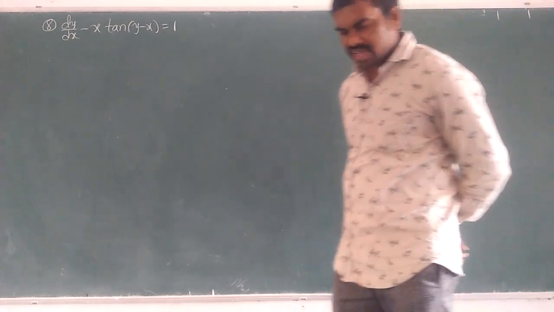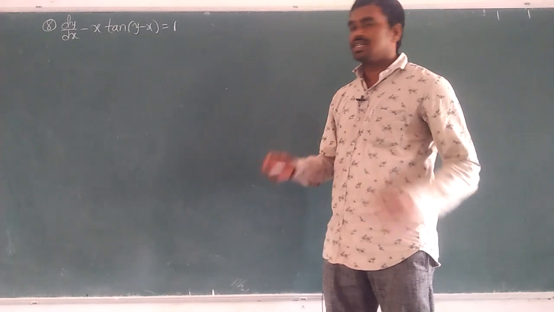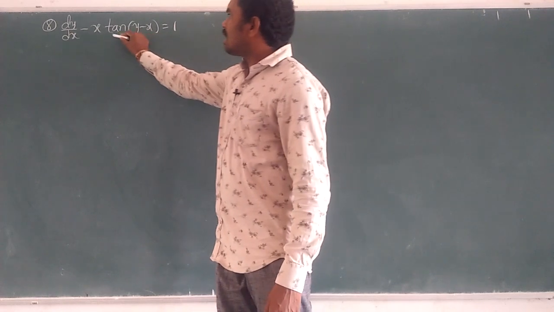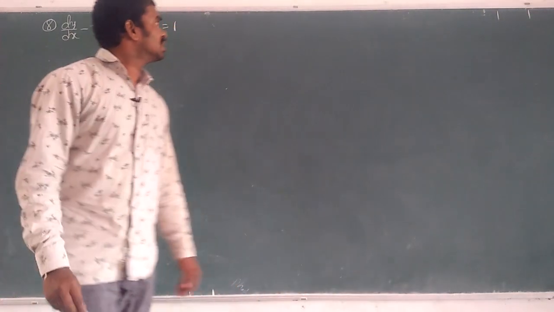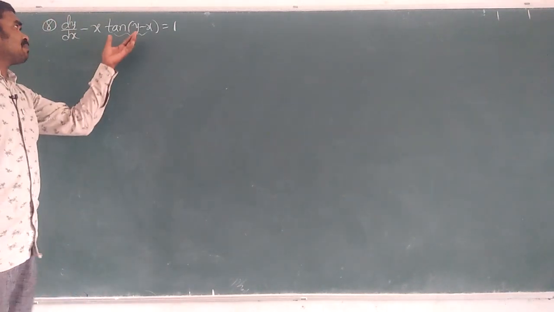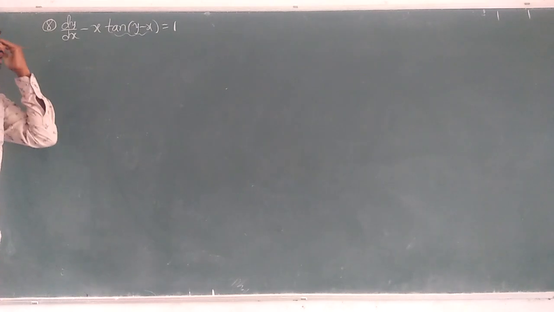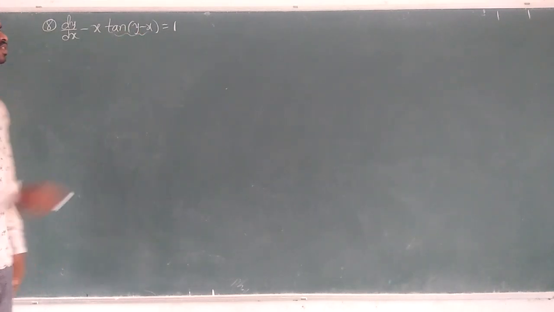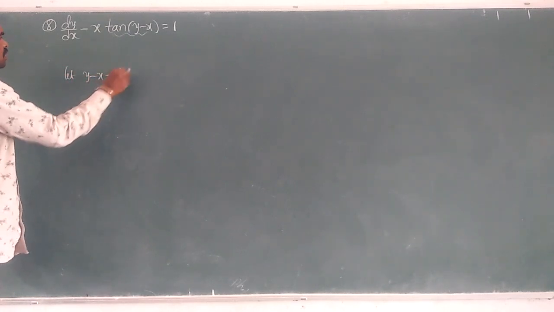In this variable separable method, first we must separate the variables. But here tan of (y minus x) is there, so we cannot separate this directly. That's why we assume y minus x is equal to t. Okay, so let y minus x is equal to some t.